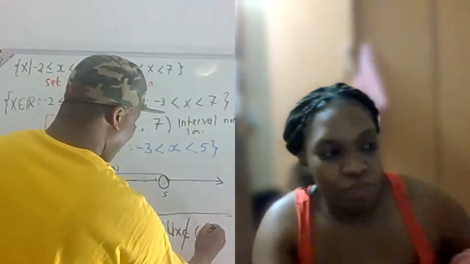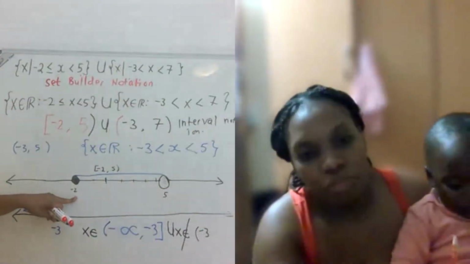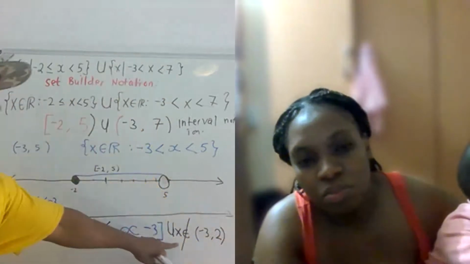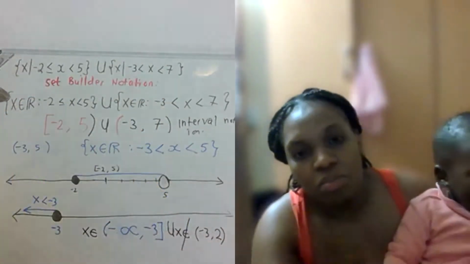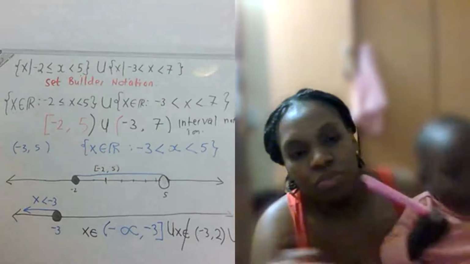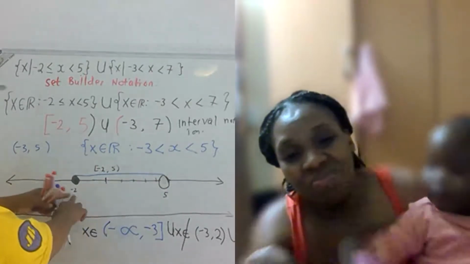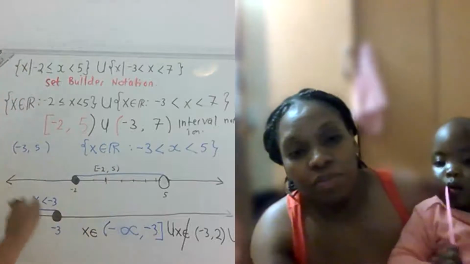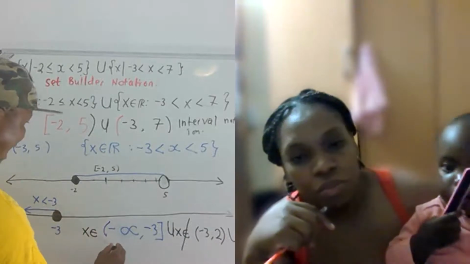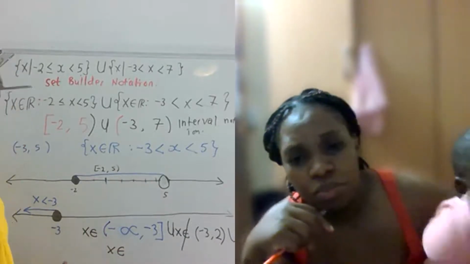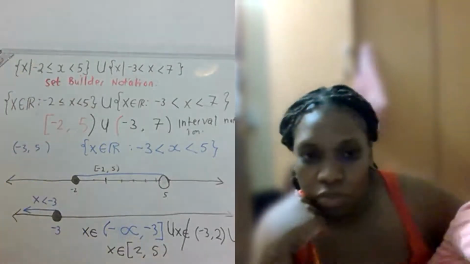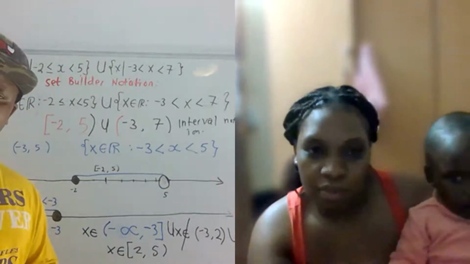From -3 all the way to 2. So it's not going to be an element of -3 to 2. So between 2 to 5, you can unite with it, including 2 to 5. So you say X is an element, start from, including, all the way to 5, excluding. That's the way you can do it. You understand? Yeah.